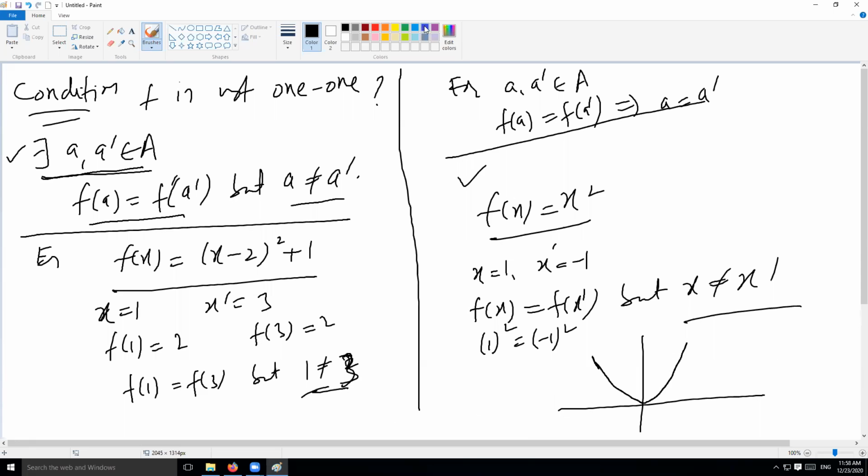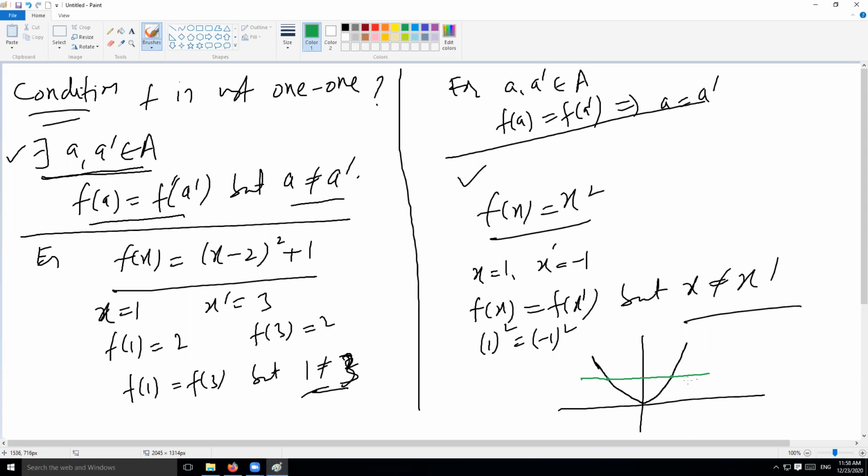So this is one of the ways that we have memorized, but probably never understood why the horizontal line test works. So draw a horizontal line. Theek hai? And if it touches the curve at two points, then this function is not 1, 1. Why is it the case? Why does the horizontal line test work? Can someone tell me?